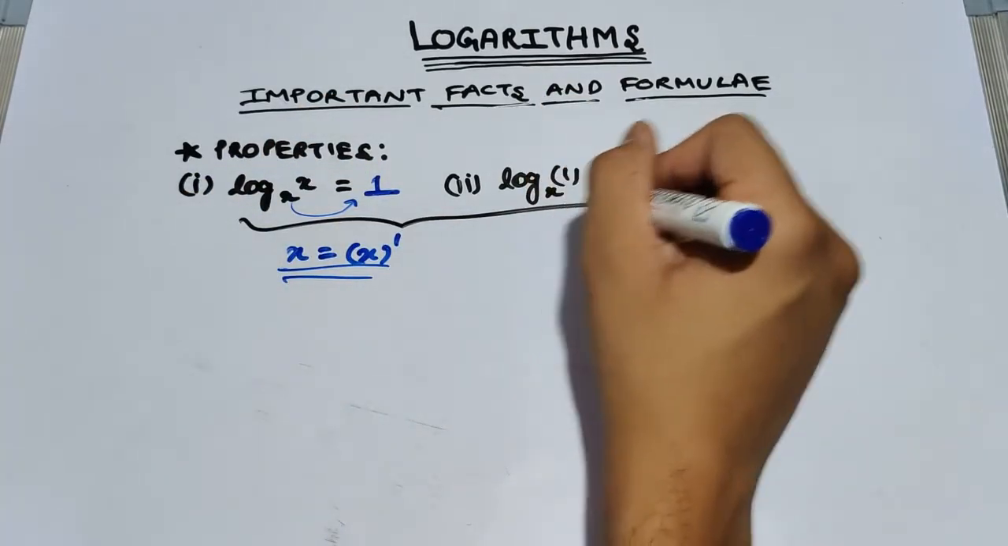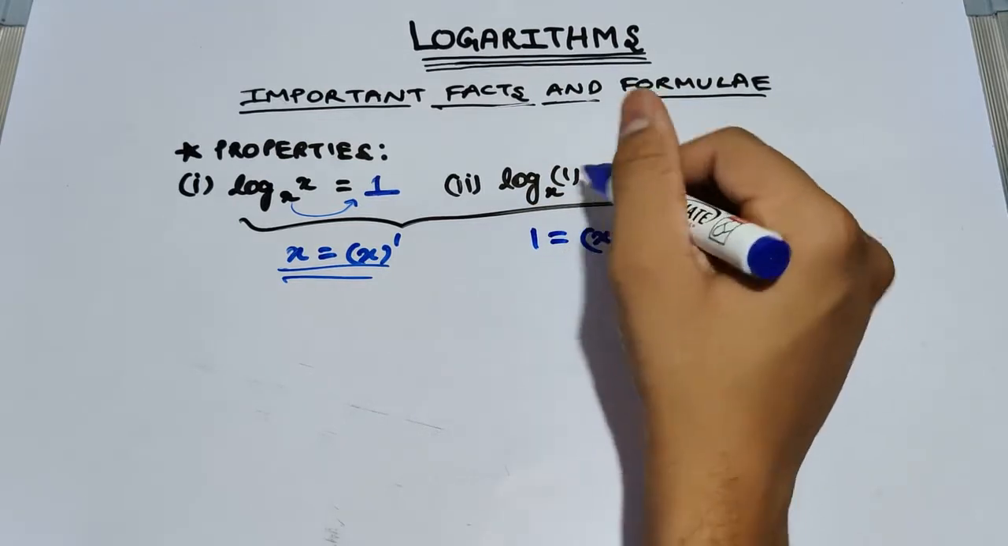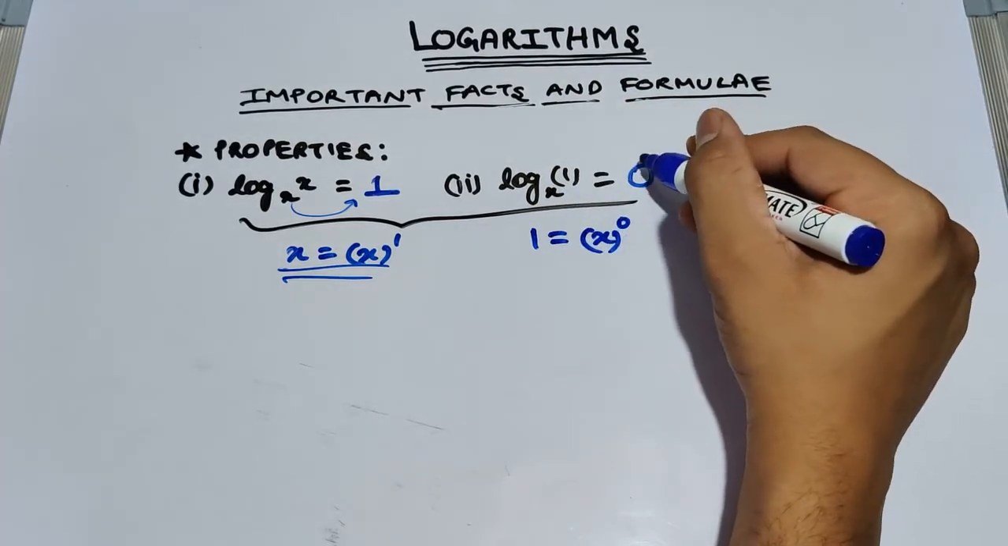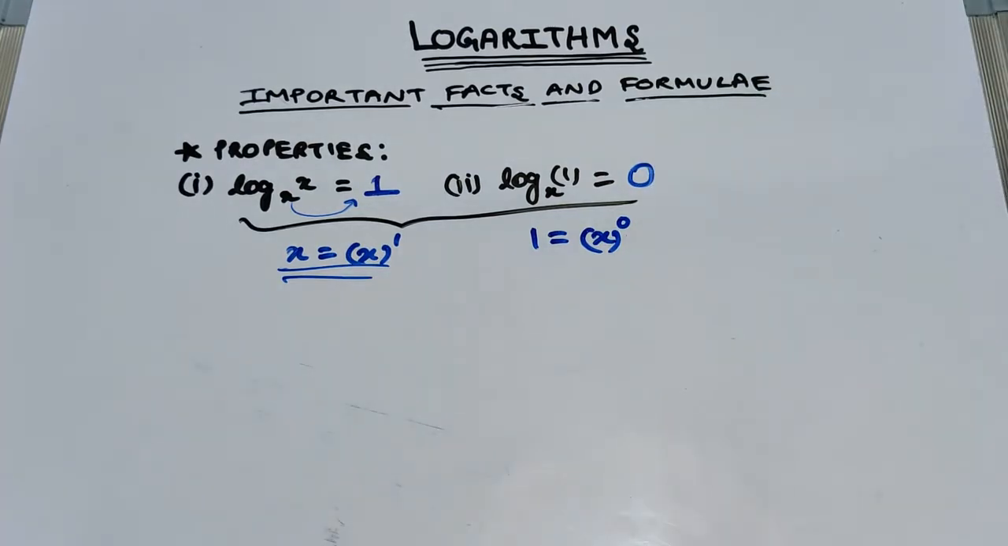Similarly, we can do here x to the power 0 equals 1. So 1 is equal to x to the power 0. So the base moves to the right hand side and anything written on the right hand side becomes a power. So this is a simple concept which is a definition. In fact, this is the definition of log. So keep this in mind.